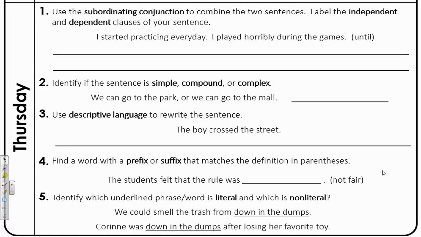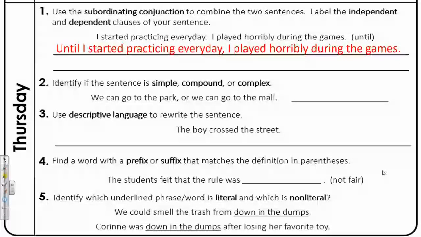Number 1, use the subordinating conjunction to combine the two sentences. Label the independent and dependent clauses of your sentence. I started practicing every day. I played horribly during the games. The subordinating conjunction they want us to use is until. So we could say, until I started practicing every day, comma, I played horribly during the games, period.